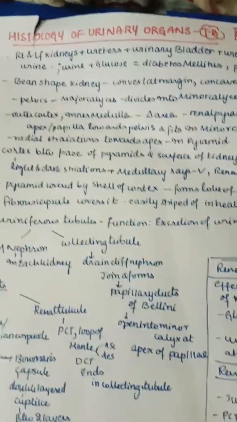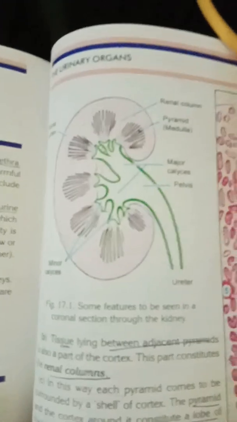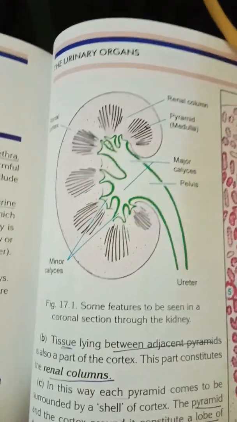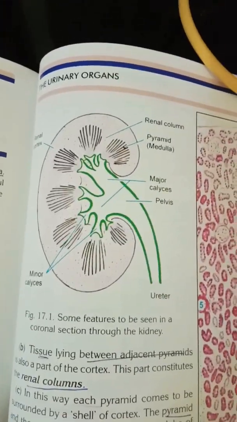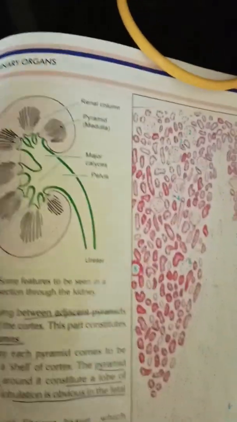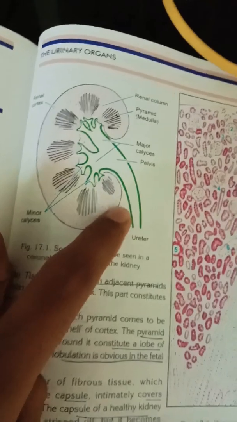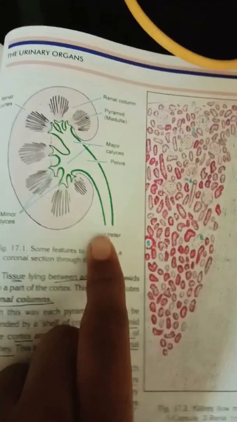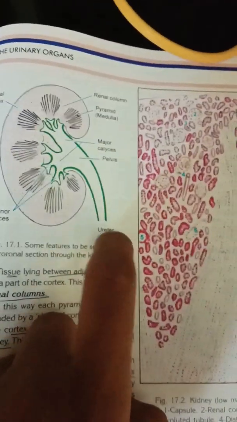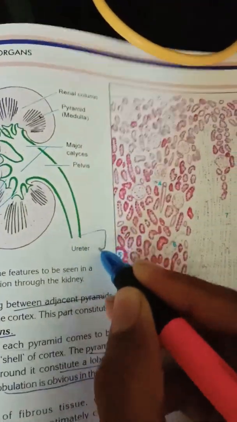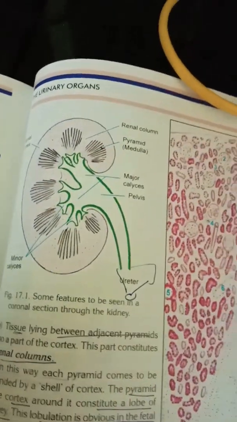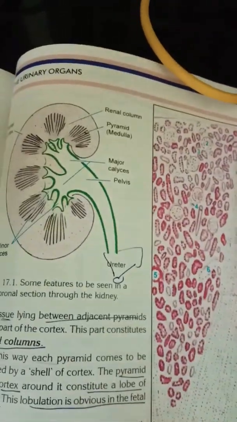Let us start histology of urinary organs. We can understand this whole histology basics by this diagram. We have mainly right and left kidneys, and the kidney is attached to the ureter, from which the urine passes. This urine now enters into the urinary bladder over here, and next we also have the urethra.